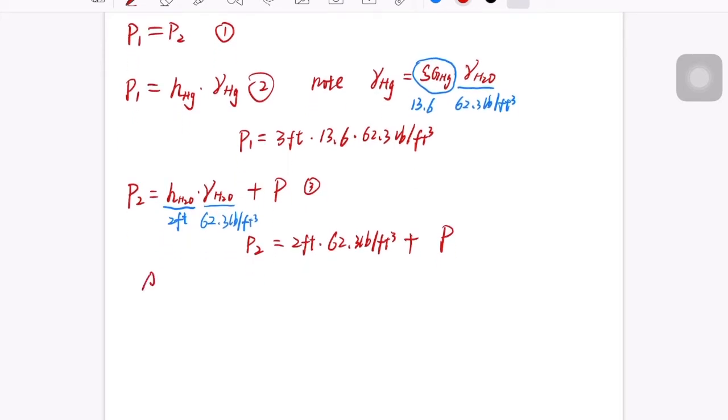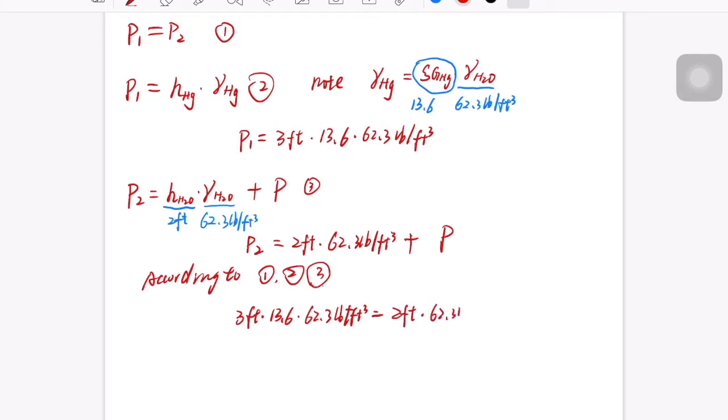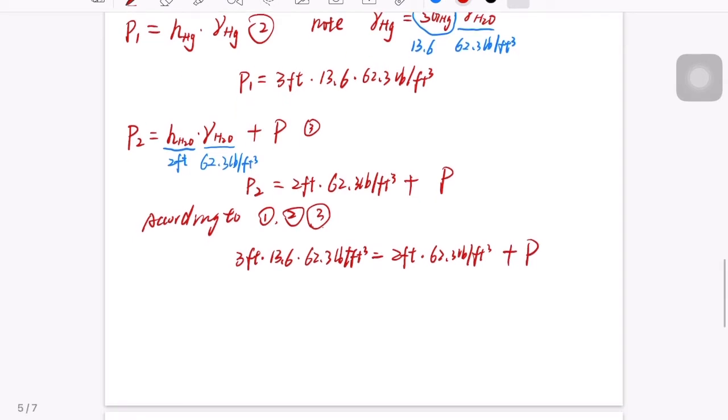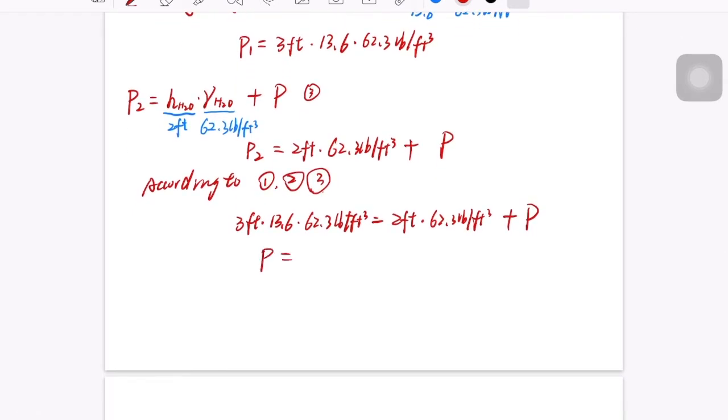According to equations 1, 2, 3, now we can write that 3 feet times 13.6 times 62.3 pounds per cubic foot equals 2 feet times 62.3 pounds per cubic foot plus P. Now we can get P equals 2,420 pounds per square foot, which equals 16.8 psi.